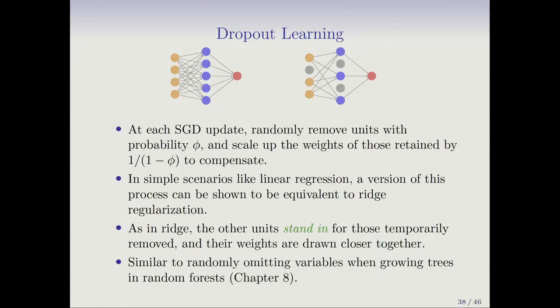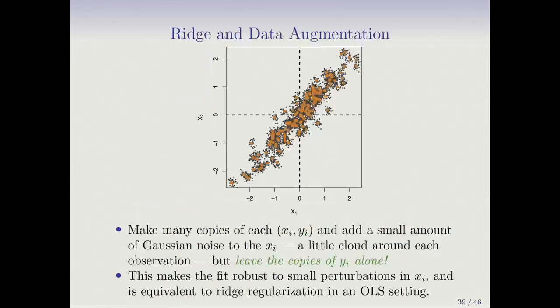It's similar to randomly omitting variables when growing trees in random forests. So if you remember in random forests, each time you get a bootstrap sample, you train a tree, you randomly ignore subsets of variables. It's the same idea. And the inventors of dropout acknowledge random forests and Leo Breiman's contribution there.